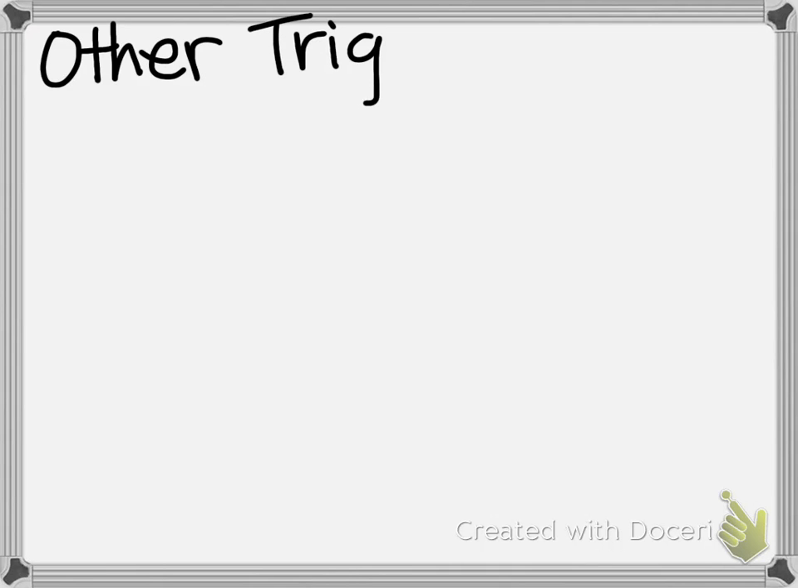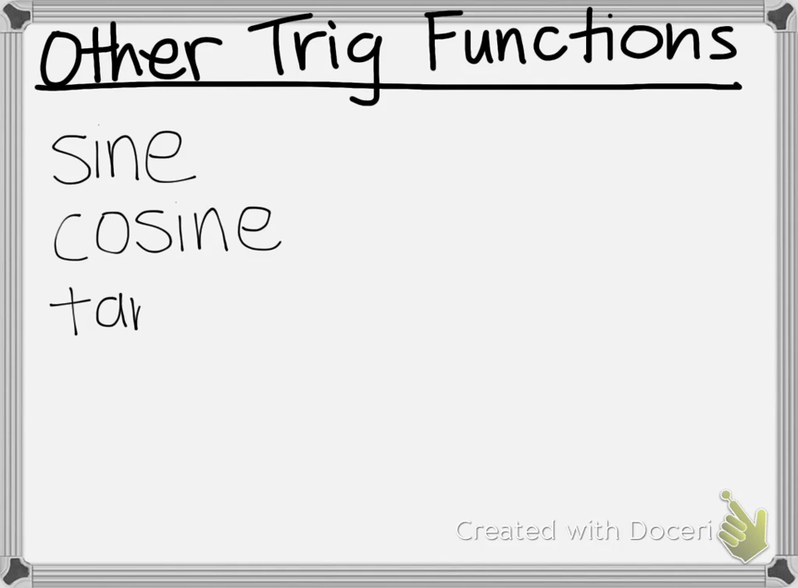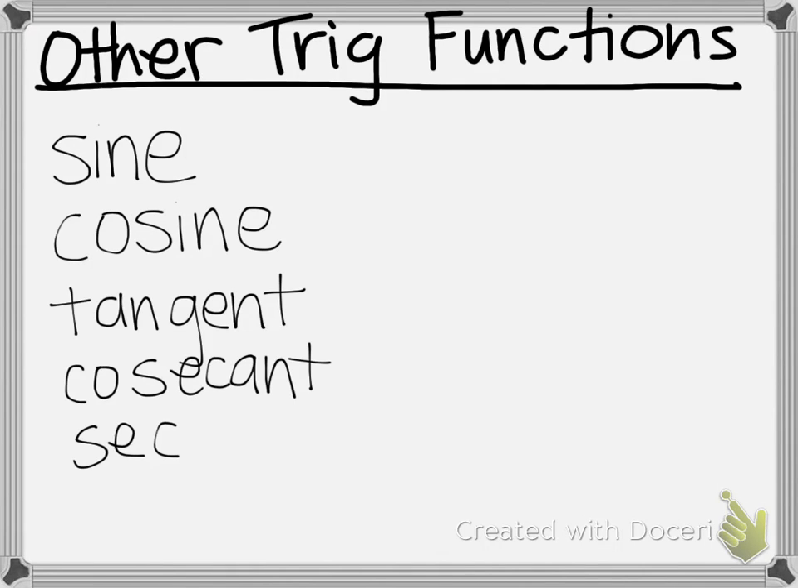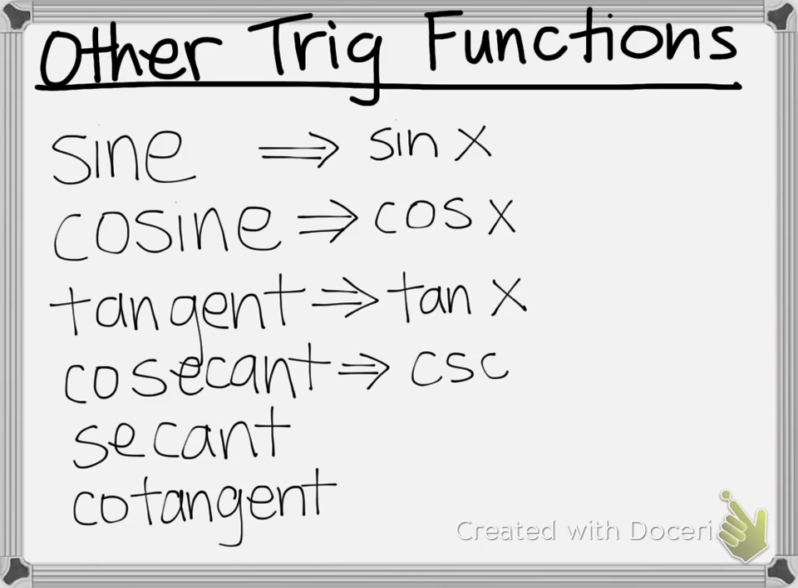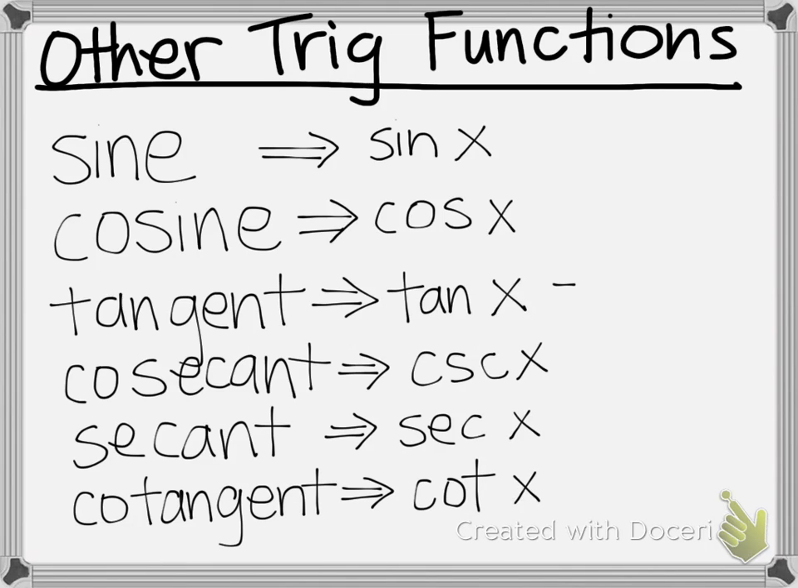Okay, maybe not. Sorry, so we have some other trig functions. We have sine, cosine, tangent, cosecant, secant, and cotangent. You are familiar with sine and cosine and tangent. However, cosecant is something that you're not familiar with. Cosecant is written as CSC of x. Secant is written as SEC x, and cotangent is COT.